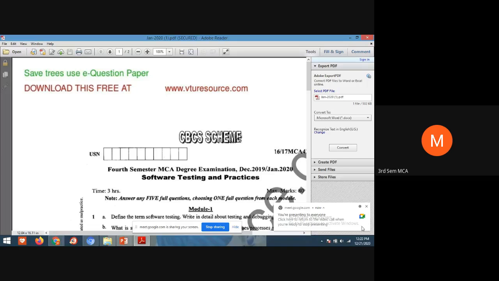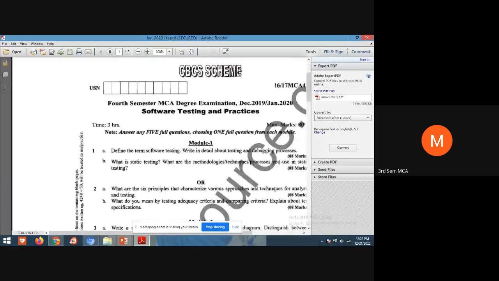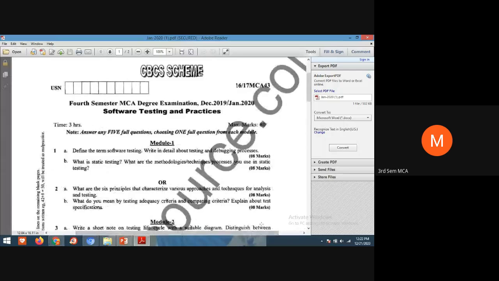Students, can you see? Can you see the question paper? Yes, ma'am. Tell me the answer for the first question. Define the term software testing. Write in detail about testing and debugging process.